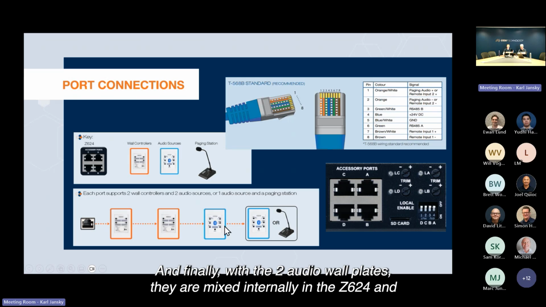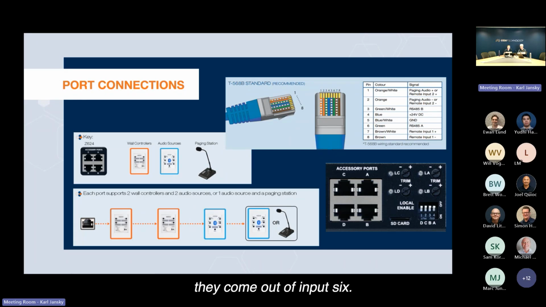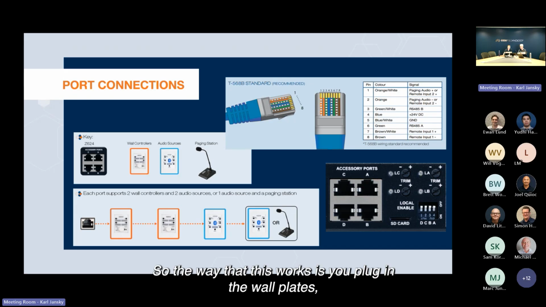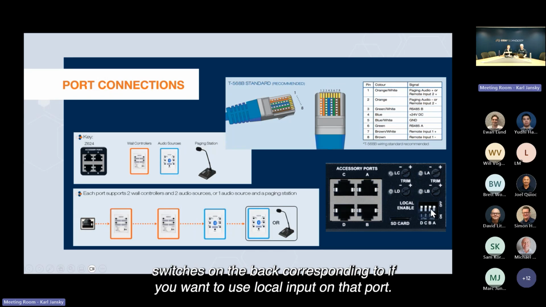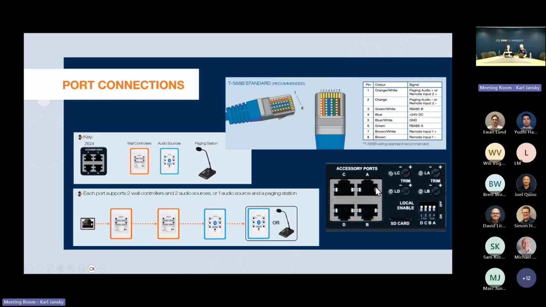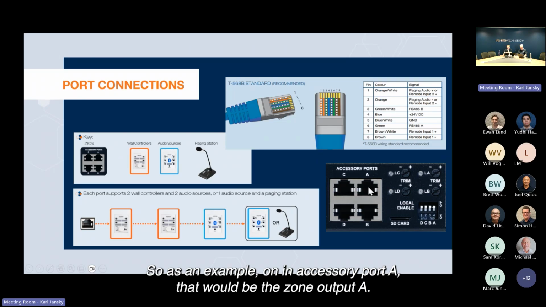And finally, with the two audio wall plates, they are mixed internally in the Z624, and they come out of input 6. So the way that this works is you plug in the wall plates, they come into the accessory port. On the rear of the product, you can adjust the gain level, and then you need to activate one of the dip switches on the back corresponding to if you want to use the local input on that port. So as an example, on accessory port A, that would be the zone output A.